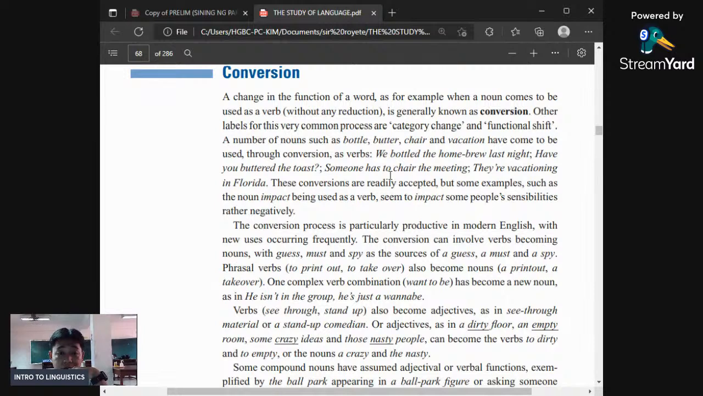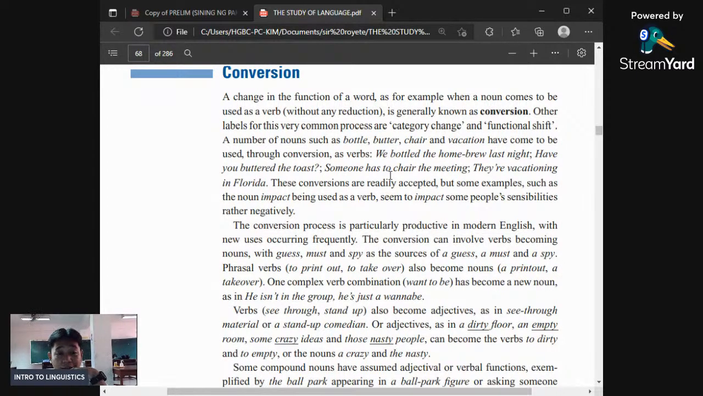So, conversion. One complex verb combination, want to be, became a new noun, as in he isn't in the group, he's just a wannabe. Want to be, it's a slang, right? It's the assimilation of the word. Now, want to be, nagiging wannabe, assimilation.